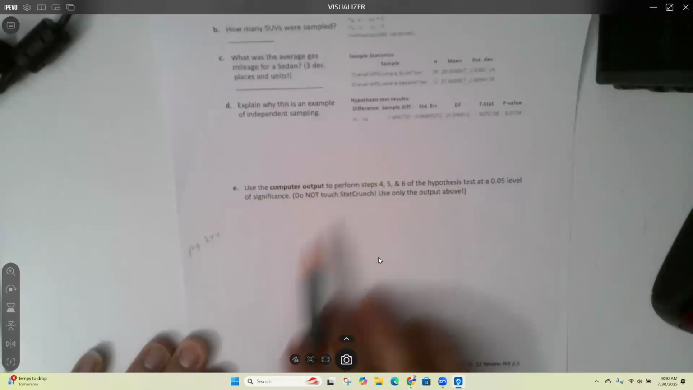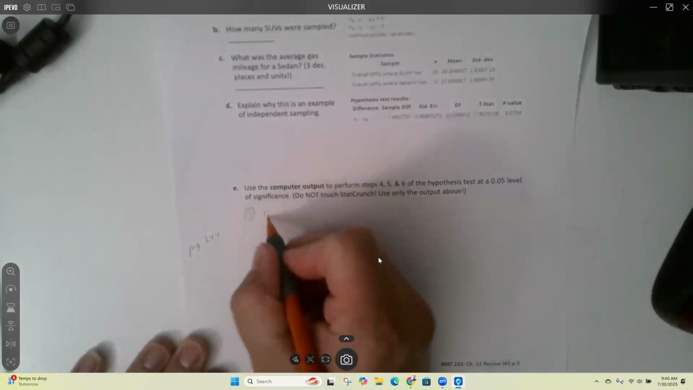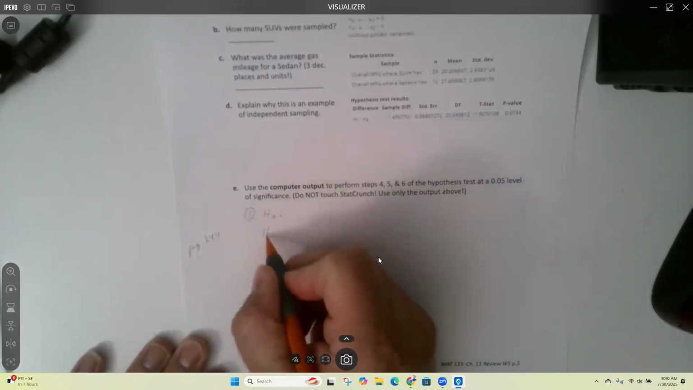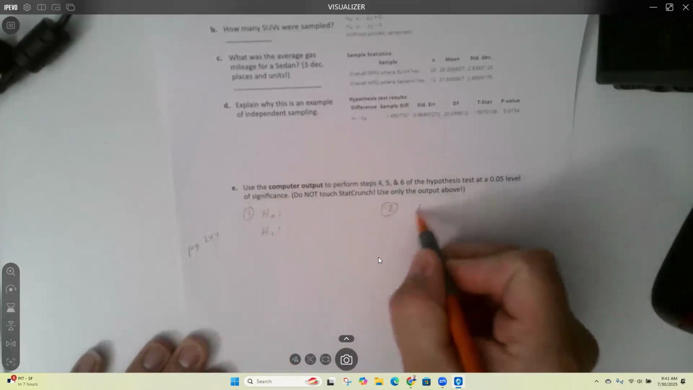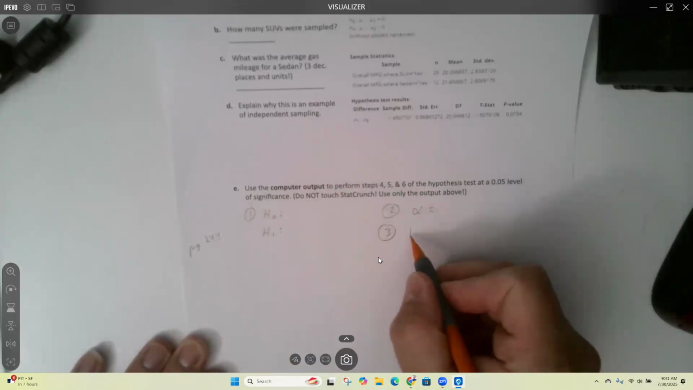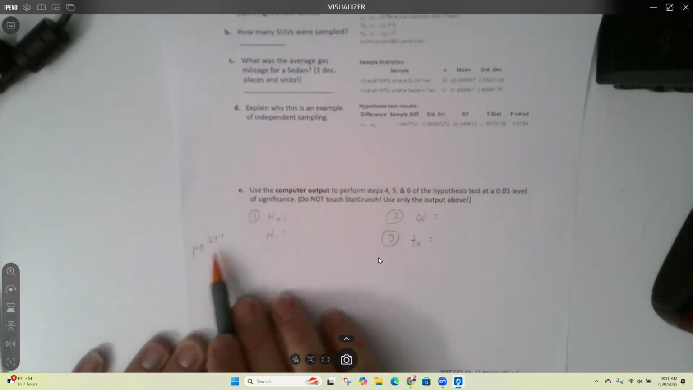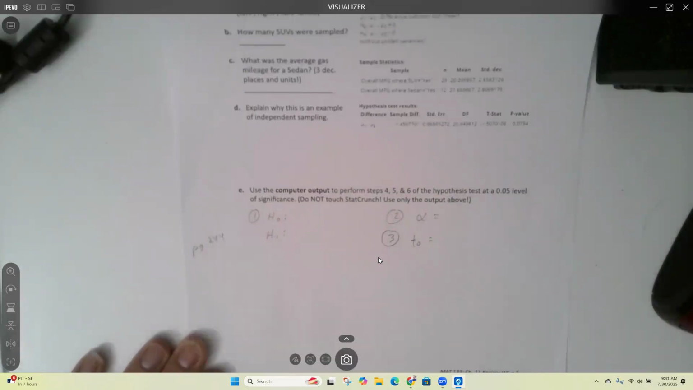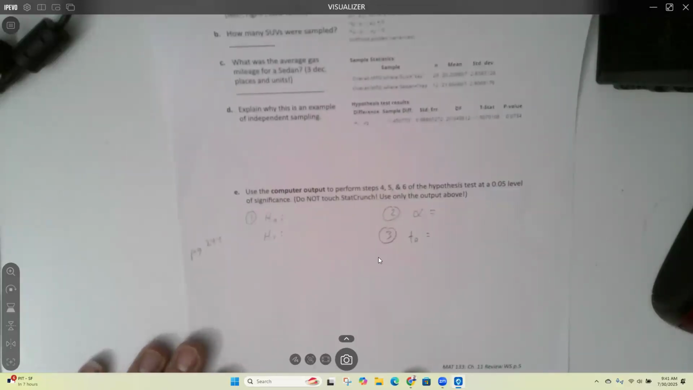For this one, we're comparing means. You're still going to have an alpha, but for step 3, you're not going to have a z value. You have a t value. So pay attention to the difference between page 244 and page 242, depending on whether we're looking at proportions or means.